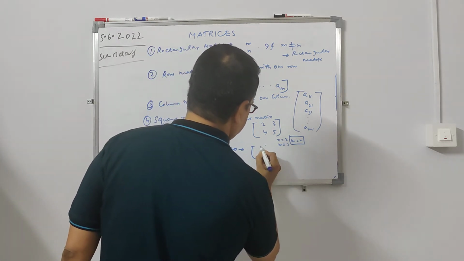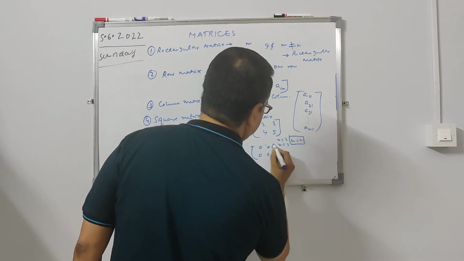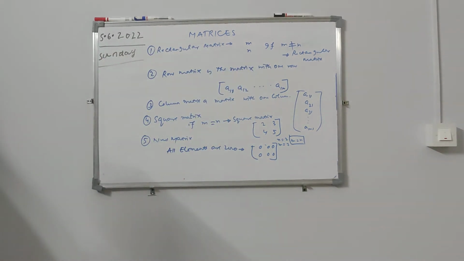Okay, so let us say 0, 0, 0, 0, 0, 0. All elements are zero is called a null matrix.